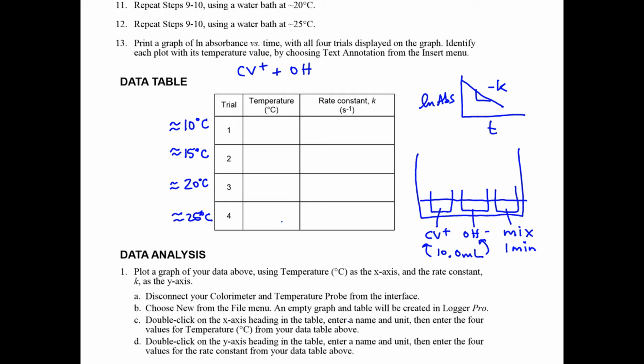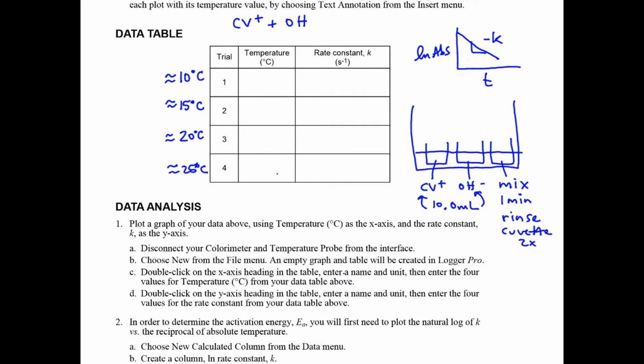Once you've mixed, you're going to need to rinse your cuvette, don't forget. And of course, you've already calibrated. Rinse your cuvette 2 times. Not only is that going to clean your cuvette, but it's actually going to get it to the right temperature as well. So let's move this up a little bit.